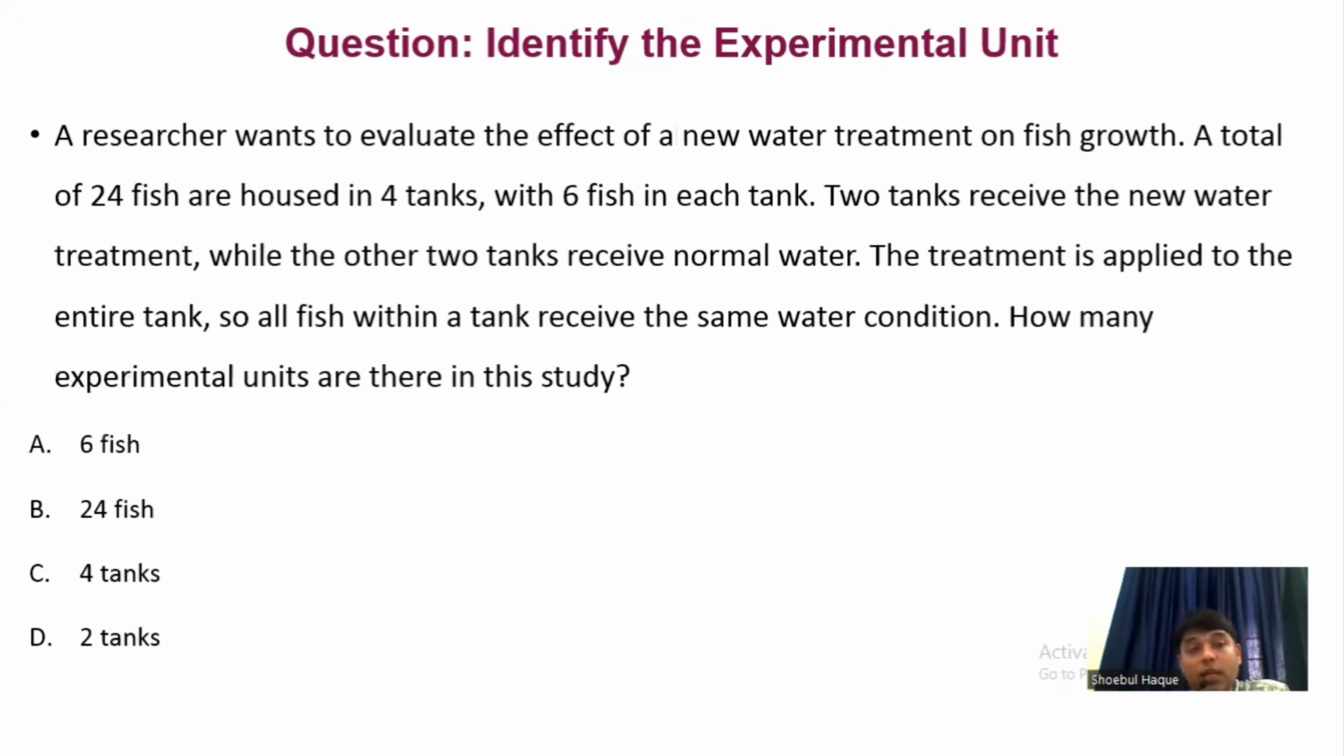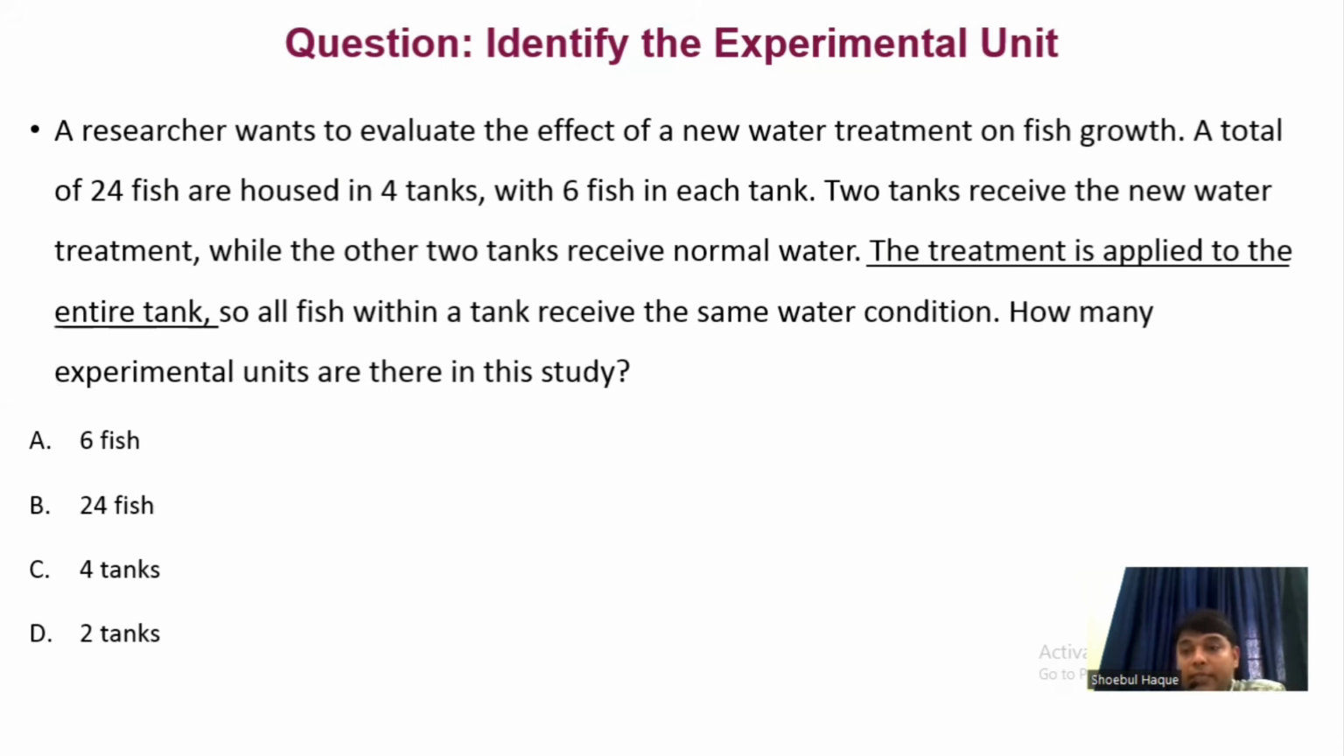Next question is, a researcher wants to evaluate the effect of a new water treatment on fish growth. A total of 24 fish are housed in 4 tanks with 6 fish in each tank. 2 tanks receive the new water treatment while the other 2 tanks receive normal water. The treatment is applied to the entire tank, so all fish within a tank receive the same water condition. So, how many experimental units are there in this study?